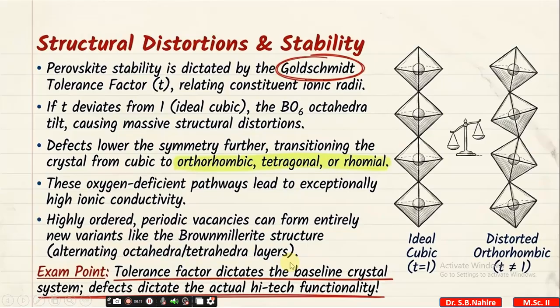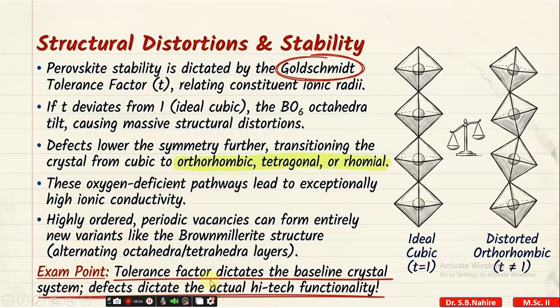Now look at the diagram on the right side. You can see the comparison between ideal cubic structure and distorted orthorhombic structure. In the ideal case, the octahedra are perfectly aligned. But in the distorted case, they are tilted, showing the effect of deviation in tolerance factor. Now very important exam point.